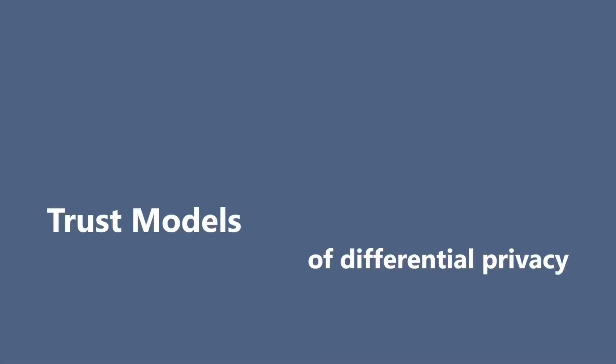Now we can dig into what these trust models actually are. We'll first describe the two classic trust models, known as the trusted curator model and the local model. Then we'll describe the motivation for the hybrid model, which combines these two, and discuss the intuition for why we think the solutions in the hybrid model may be able to outperform solutions in the classic models.